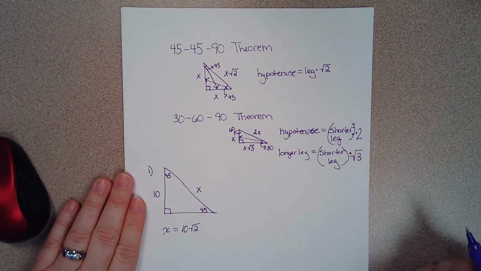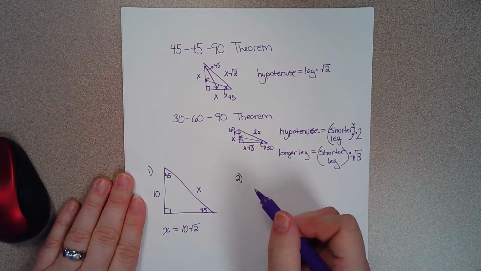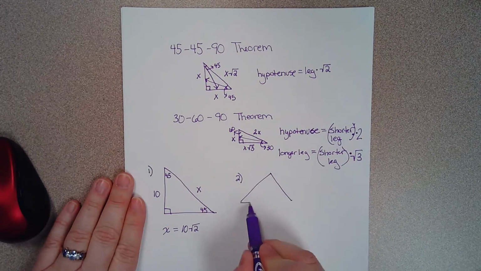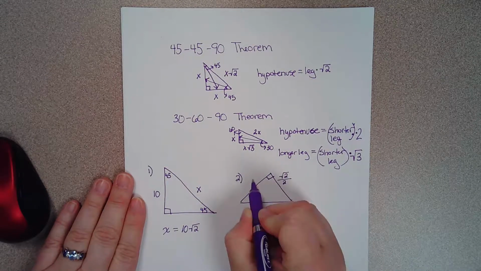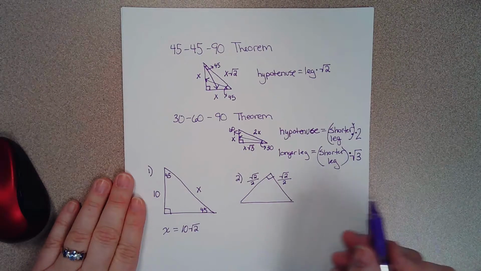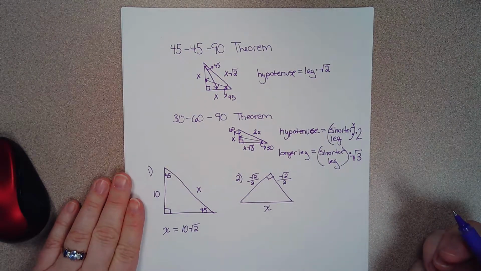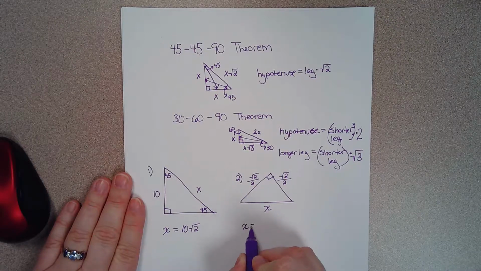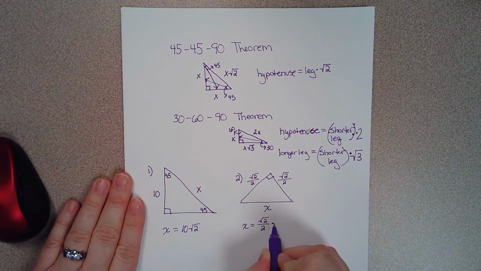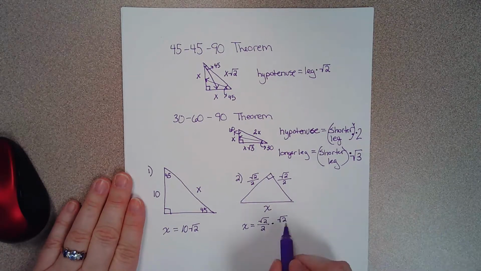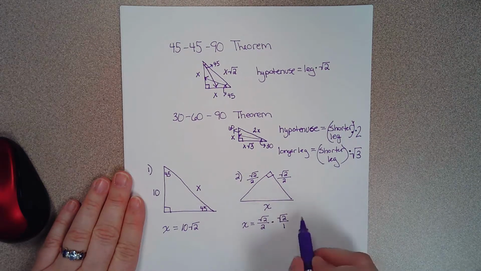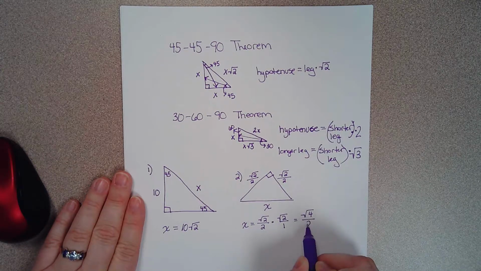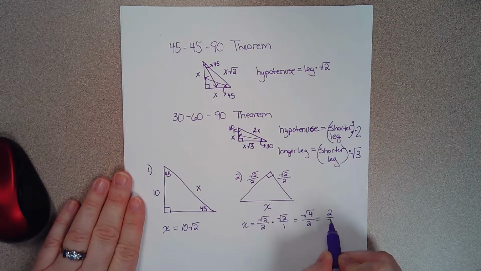Look at number 2. They are illustrating the same thing, but they are using a different way of doing it. They're telling us that the two legs that we have here are actually the same length, and we want to know what the hypotenuse is. Well, we said the hypotenuse is always going to be whatever the side is times square root 2. So x equals square root 2 over 2 times square root 2. Now remember, everything is over 1 originally. So I get square root 2 times square root 2, which we know to be square root 4. The square root of 4 is going to be 2. So 2 over 2 is the same as saying 1.